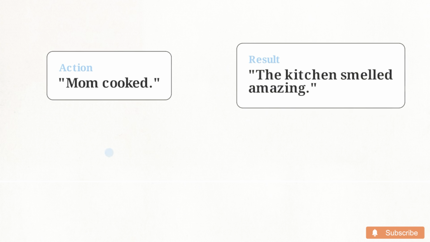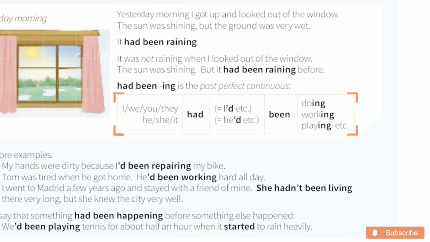Let's look at another example. Mom cooked. The kitchen smelled amazing. We know two things happened, but we don't feel the hours of effort leading up to that great smell. The duration is entirely missing. This table shows the exact grammatical formula you need to fix that.